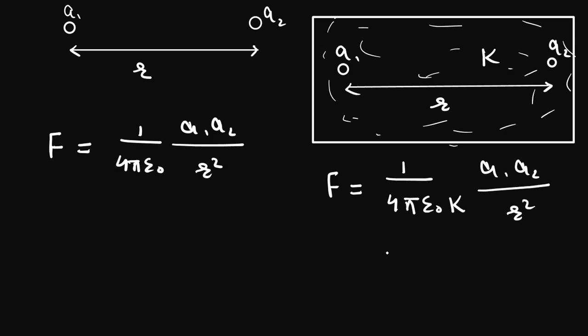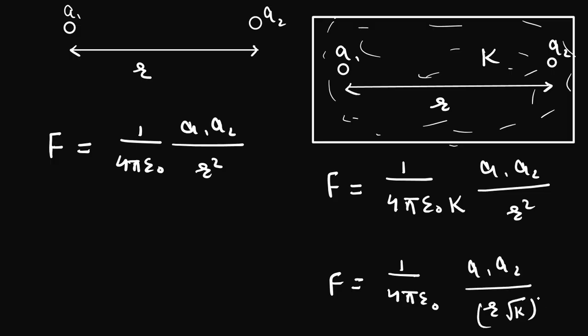Can we write this as F is equal to 1 by 4 pi epsilon naught multiplied by q1 q2 divided by r into root under k, whole square? Why I am writing this, you will know when we solve one more problem. What I am trying to do here is, suppose that not the complete space but only some part of the space between these two charges is filled with some dielectric material, then what is going to happen, that we want to study.